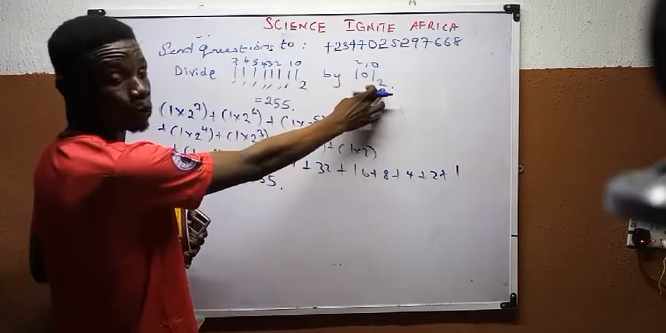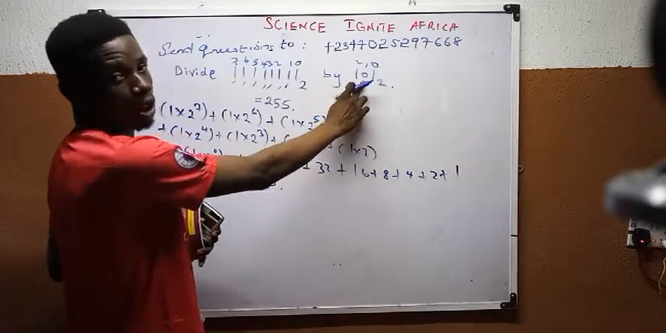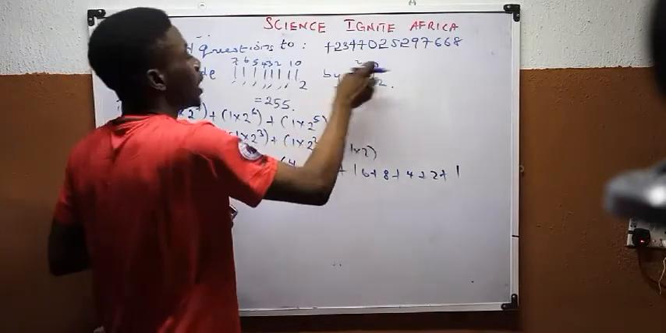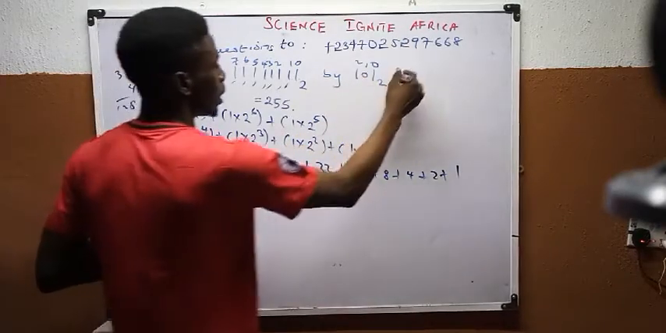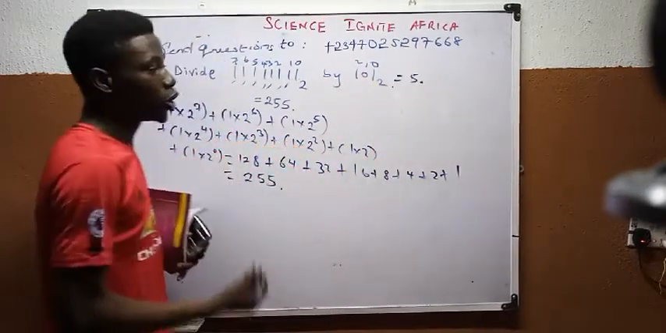1 times 2, that's 2. Then 2 plus 0 is 2 again. So we will still say 2 times 2, that's 4. Then 4 plus 1, that's 5. Which means that this thing will be 5 in base 10.